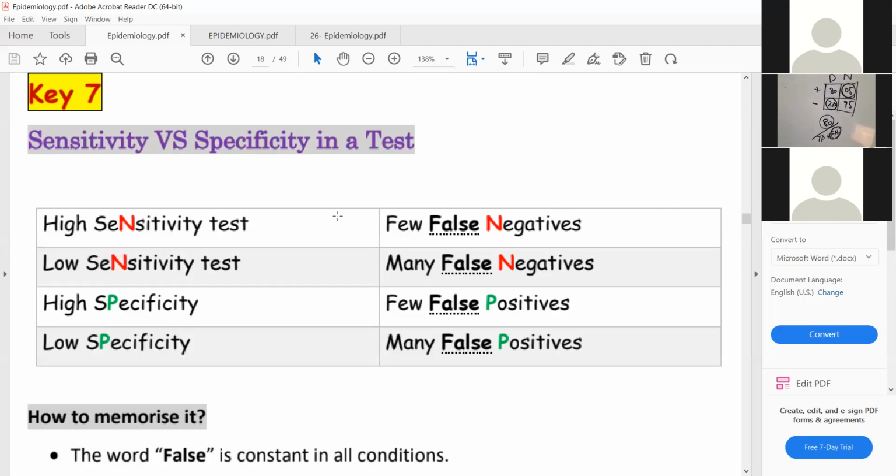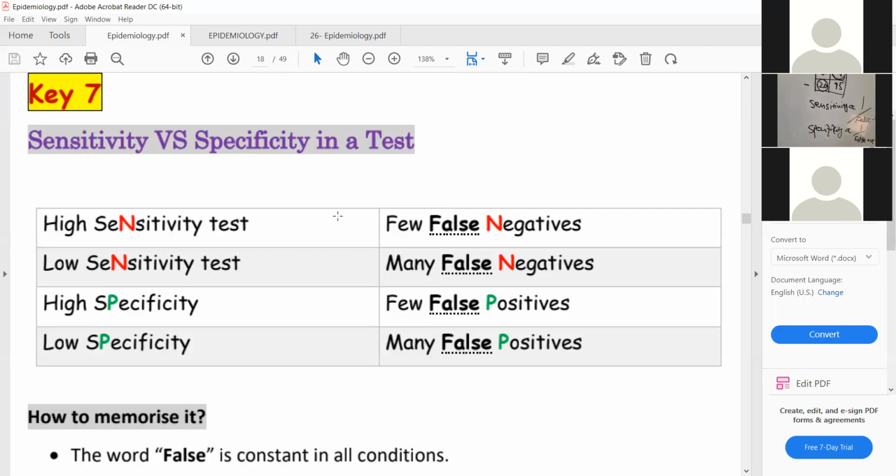So two things you need to remember: sensitivity is inversely related to false negative, and specificity is inversely related to false positive. Just remember these two formulas.